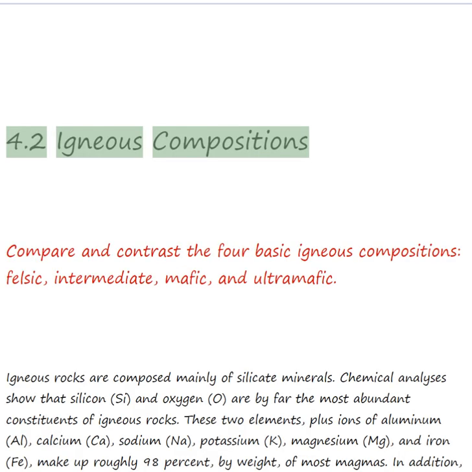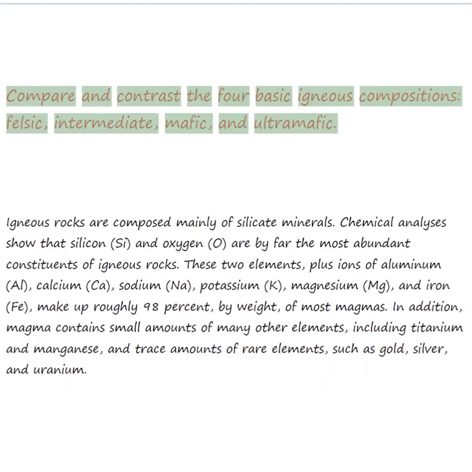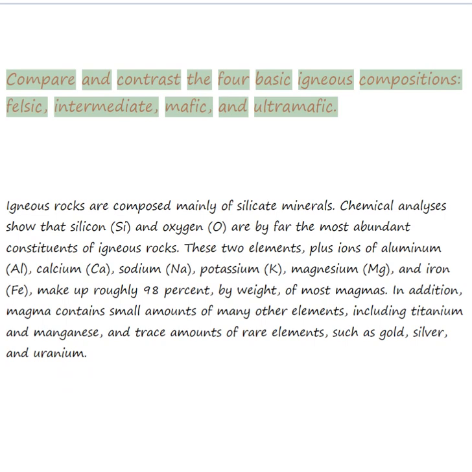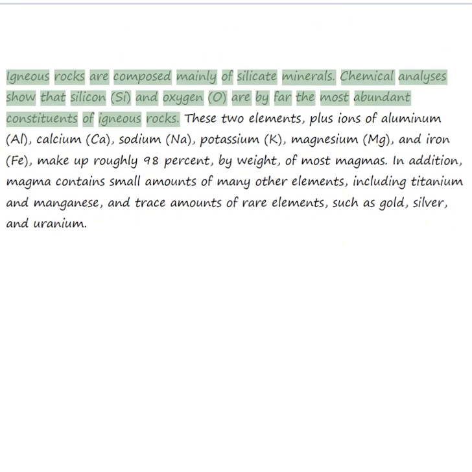4.2 Igneous compositions. Compare and contrast the four basic igneous compositions: felsic, intermediate, mafic, and ultramafic. Igneous rocks are composed mainly of silicate minerals. Chemical analyses show that silicon and oxygen are by far the most abundant constituents of igneous rocks.